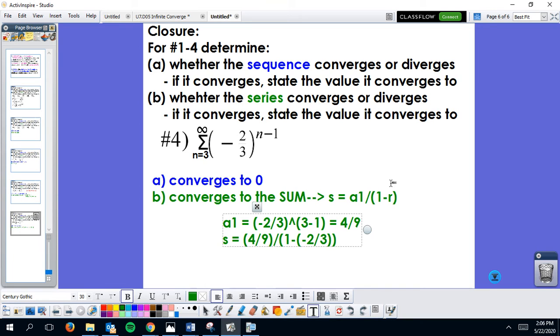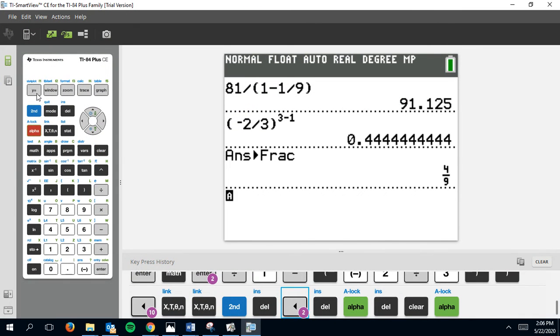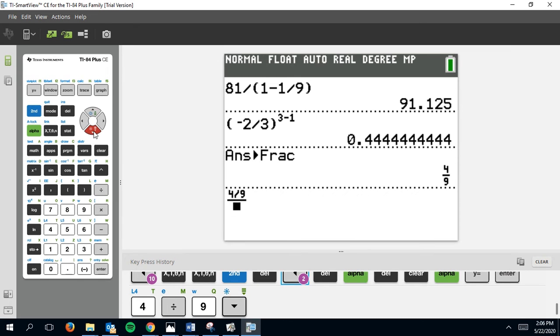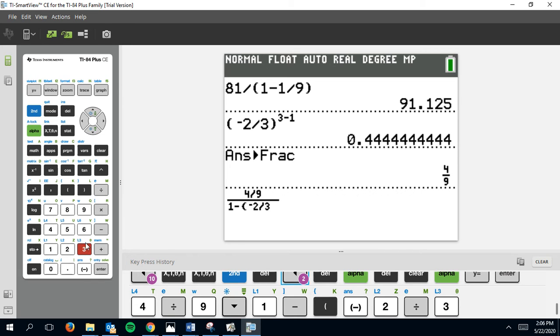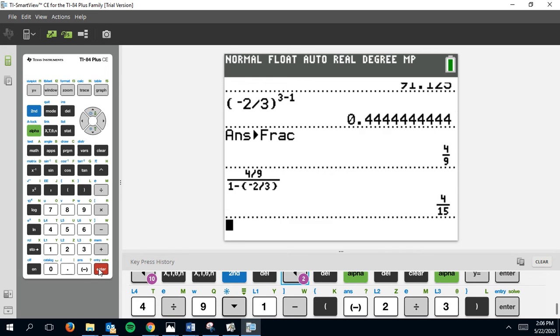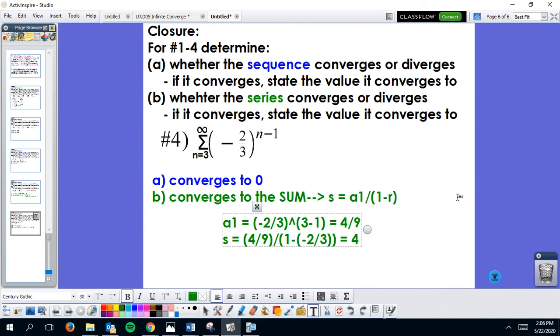It's got a lot of parentheses, but that's how I'm going to have to type it in my calculator anyway. Or I can use the fraction feature. I'll do that. Alpha y equals, okay, we're going to do 4/9 over 1 minus negative 2/3. And so we will get 4/15 for the sum. So that's what it converges to. So I just did that, and that's what I got. 4/9 over 1 minus negative 2/3. So we would start at 3 at the third term, and then we would just go until infinity.